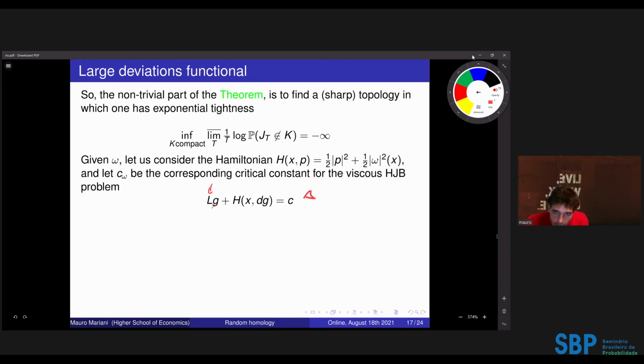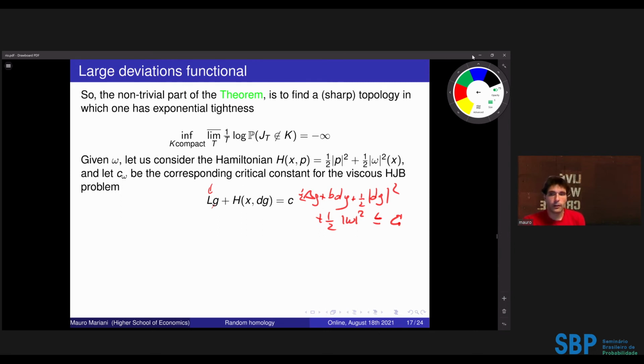So this is like the Laplacian of G, maybe 1/2 Laplacian, plus 1/2 (dG) squared, plus 1/2 omega squared, less or equal to C. This C omega is the infimum of all these constants C. So the constant is like a level of energy for which you can find a G that satisfies the inequality. Then if you take the infimum exactly at this constant, there is a G that satisfies the equality. And all these G are smooth because here you have a Laplacian.